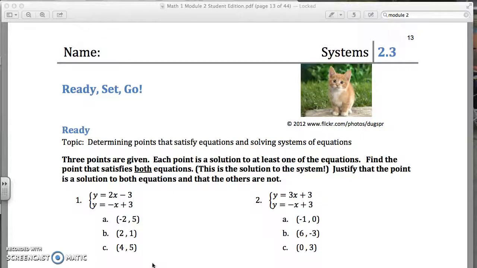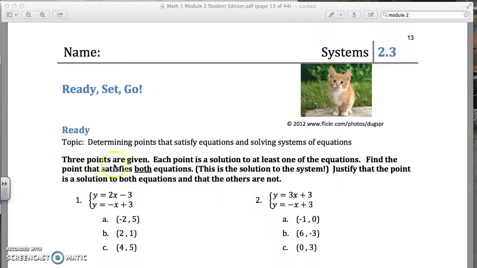I'm just going to present a short tutorial here in case you missed how to solve the questions in Ready, Set, Go 2.3 for Math 1. Okay, so 2.3 is here. I got it up here, and what I'm going to try and do is go through number 1 together. So first things first, we got to read the instructions, got to make sure it makes sense.